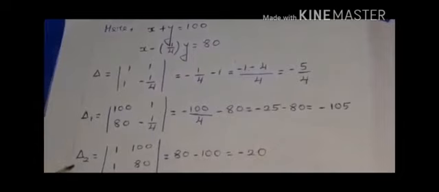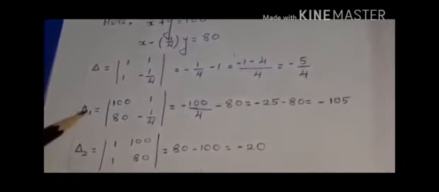Similarly, delta 1, delta 2. What is the concept I told you, students? Delta 1 means you are going to change the first column using the constant. Delta 2 means the second column using the constant. After calculating, I am finding the value for x and y. And what is the answer I am getting here, students? X is equal to 84 and y equal to 16.